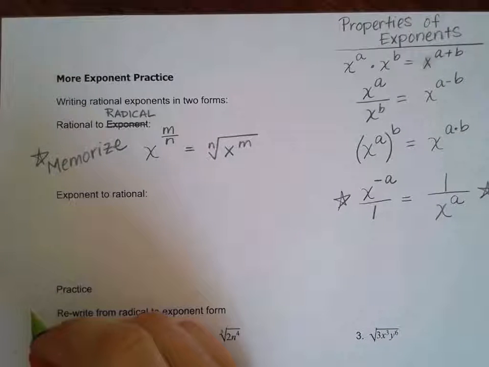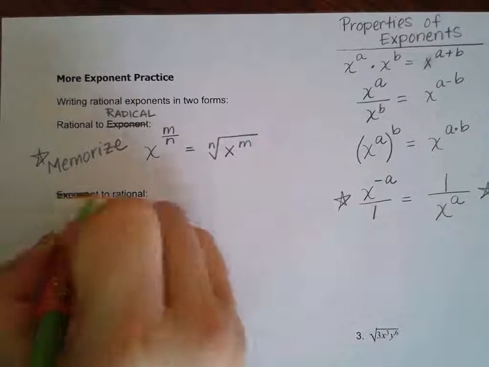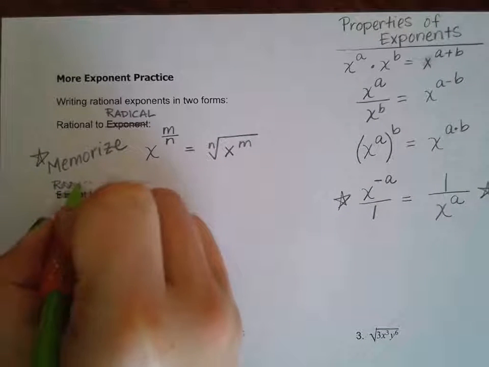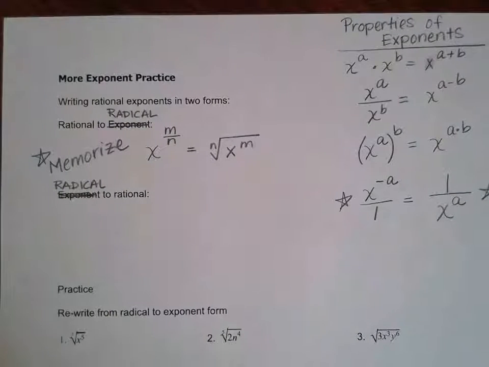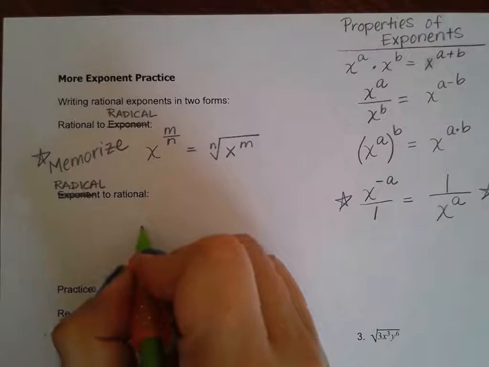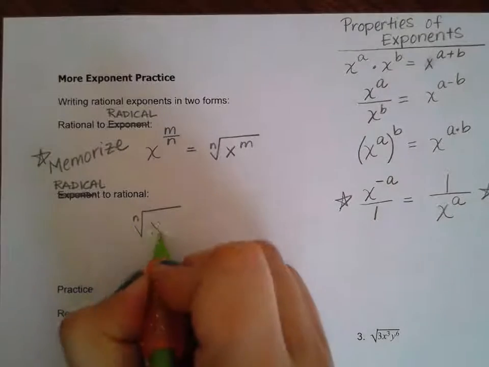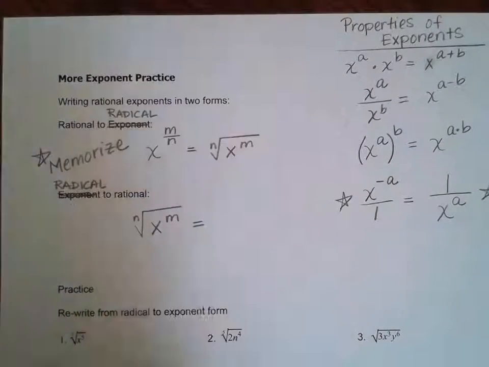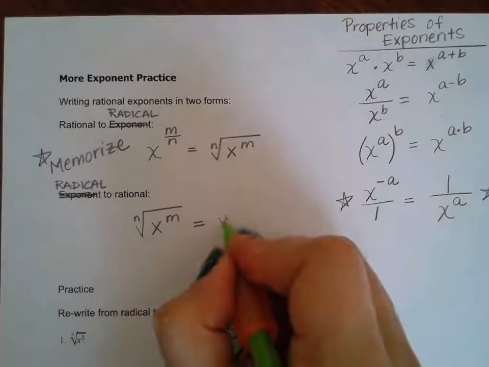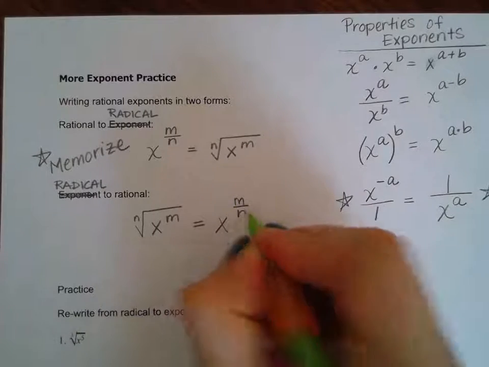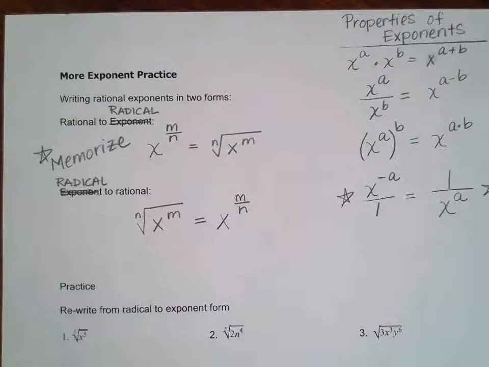Now, if I want to go from a radical form to a rational form, then that would be the opposite. If you have the nth root of x to the m, then that's going to be equal to x to the m over n.